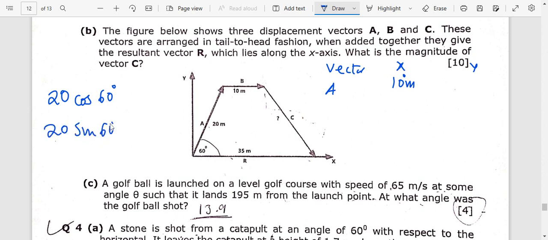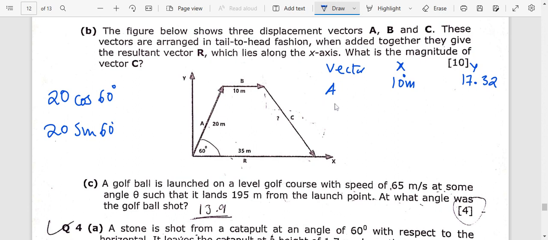Please, if you've got a calculator, do help us with the punching. 20 sin 60. Anyone who has found that? 17.32. Okay, 17.32. So that is going to be the y component.